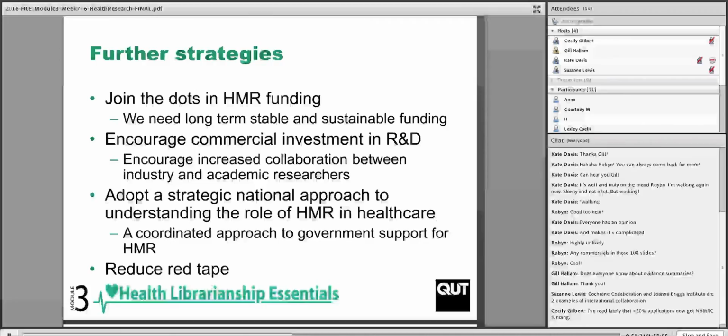So there's a big push as well to say that there needs to be more joining the dots in terms of some of the funding, to make sure that it is ongoing, reliable and sustainable, and then encouraging further commercial investment, and really having a strategic national approach to understanding the role of research in translation into healthcare. There's a big requirement to ensure that there are not pockets of money, but that it's actually joined up in a different, stronger way.